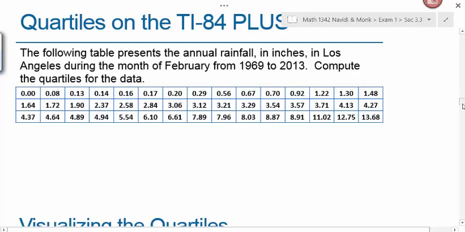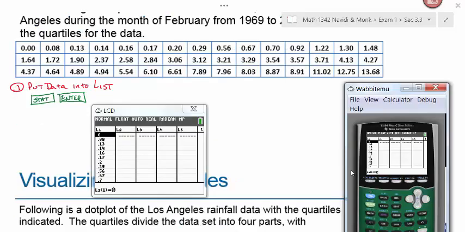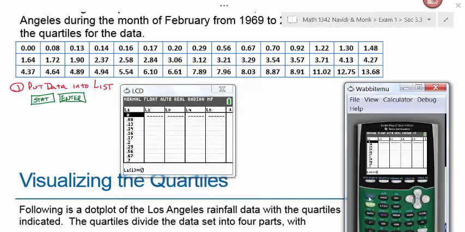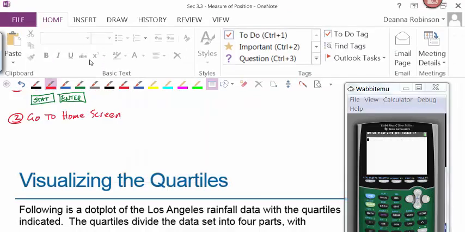The following table presents the annual rainfall in inches in Los Angeles during the month of February from 1969 to 2013. Compute the quartiles for the data. And we're going to do this on our graphing calculator. After we have our data in our list, what do we do? Second quit. You go back to the home screen. How do we go to the home screen?